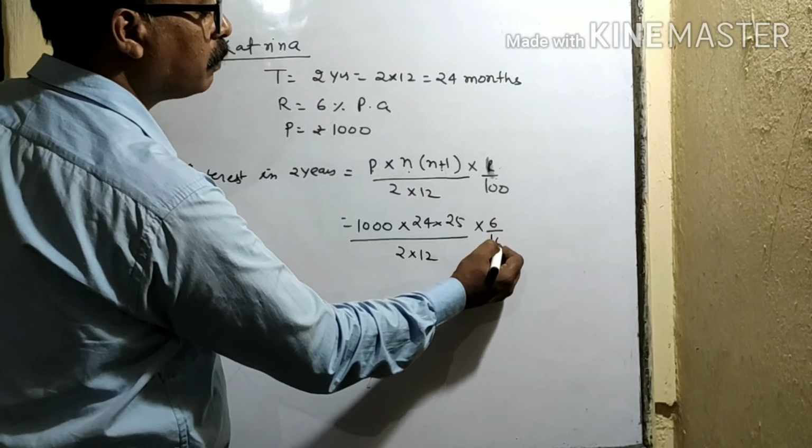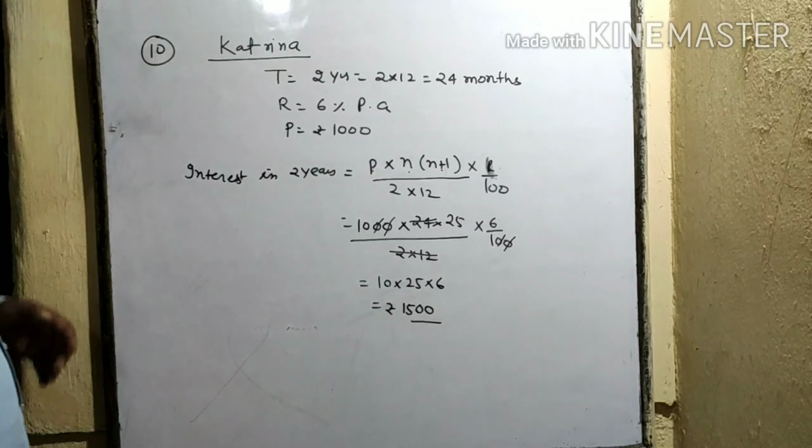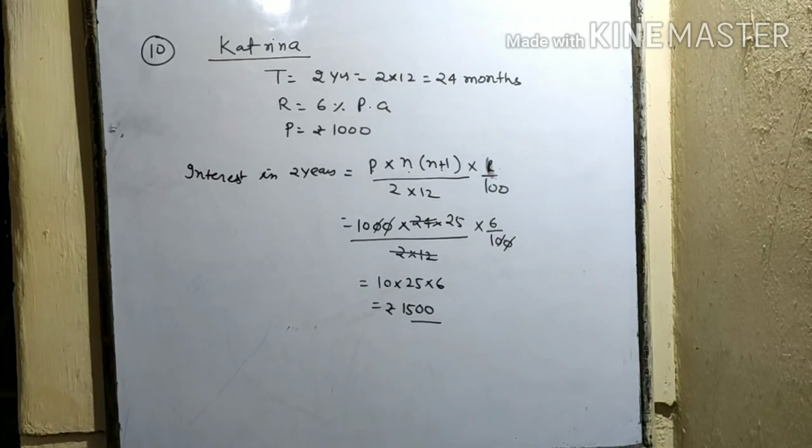These two zeros are cancelled. 12 to the 24 will cancel this one. So it will come out 10 into 25 into 6. So it will be rupees 1500. So this one is the interest calculated.